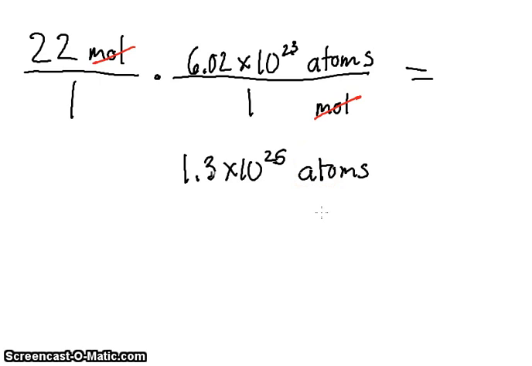The number of sig figs came from the fact that our non-exact values were the 22 and the 6.02 times 10 to the 23rd. 22 has 2 significant figures, the 6.02 has 3 significant figures, so we need to go with the lower number, which is 22. And so our answer has 2 sig figs as shown.